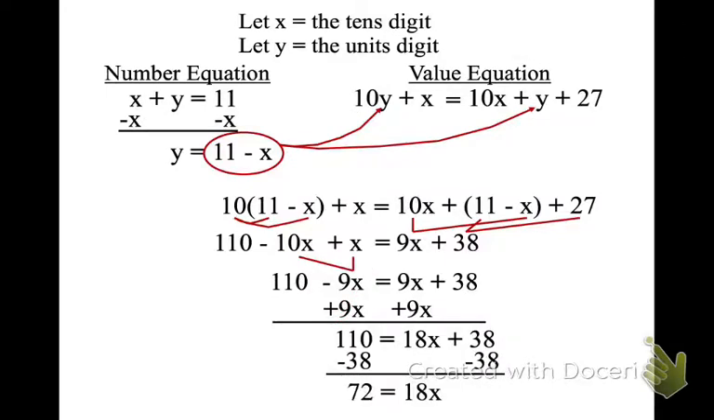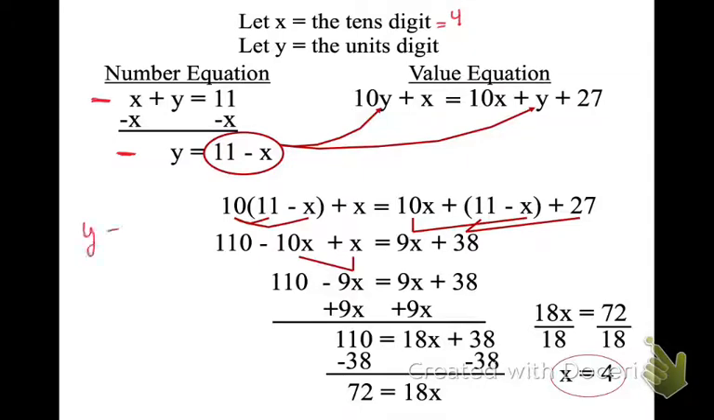Now I'm left with 18x equals 72. Divide both sides by 18. And x is equal to 4. So if x equals 4, I go back to the original equation, which really, this equation and this equation are the same. So I'm just going to use that second one. I know that x is 4. Okay, so I go y equals 11 minus 4, so y is equal to 7.